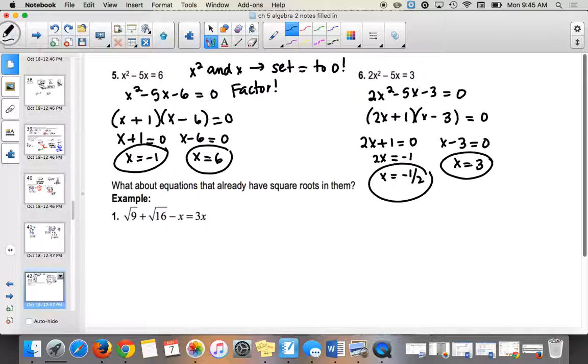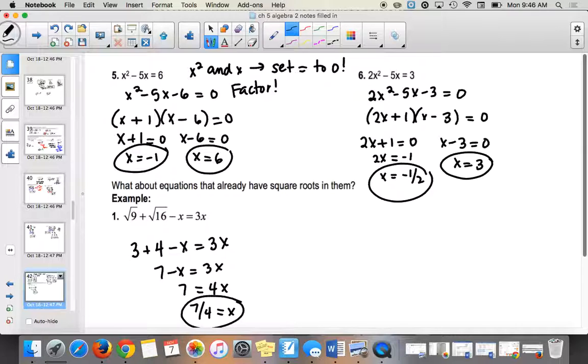Okay, so the next part says, well, what about equations that already have square roots in them? So if I have the square root of 9, remember I said that was 3. The square root of 16 is 4. This is almost exactly the same example I had earlier. Minus x equals 3x. So we'd get 7 minus x equals 3x. Add the x over, so I get 4x equals 7. So 7/4 is equal to x.